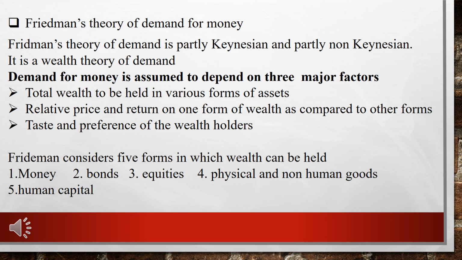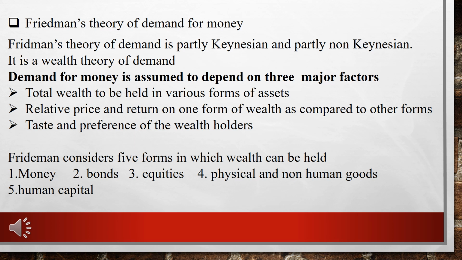Demand for money is assumed to depend on three major factors: total wealth to be held in various forms of asset, relative price and return on one form of wealth as compared to other forms, and taste and preference of the wealth holders.